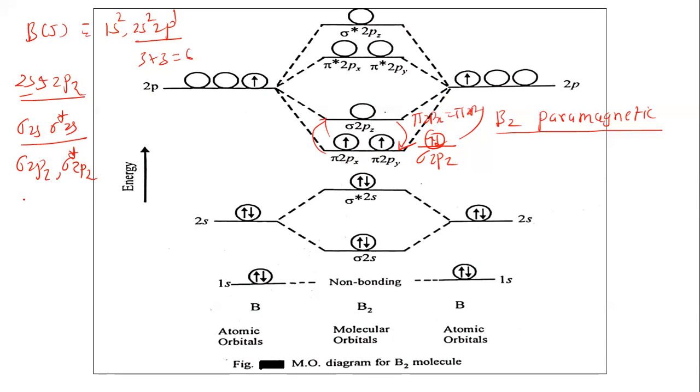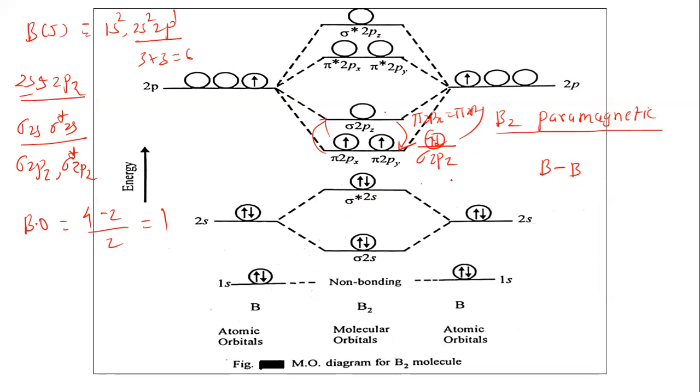Now let us find out the bond order in the boron molecule. So bond order is equal to the number of bonding electrons minus the number of anti-bonding electrons, divided by 2. So the number of bonding electrons is 4 and the number of anti-bonding electrons is 2, divided by 2. So it is equal to 1. So in the boron molecule there is a single covalent bond, and that covalent bond is a pi bond. There is a pi bond between the 2 boron atoms.